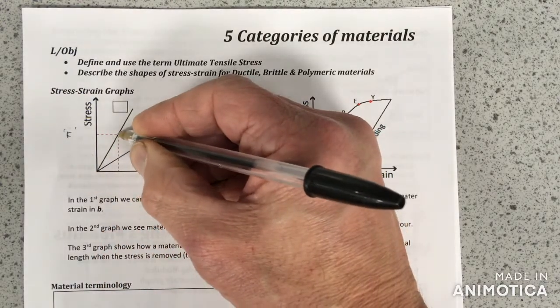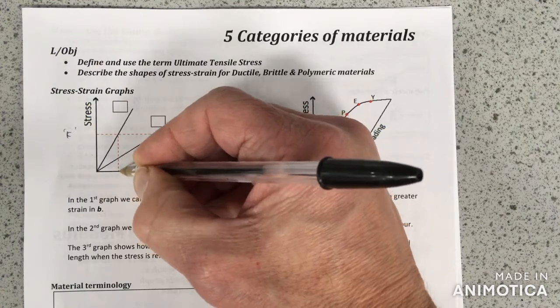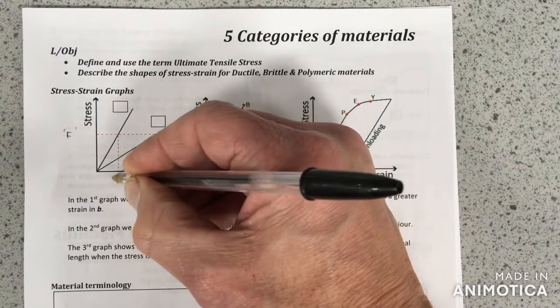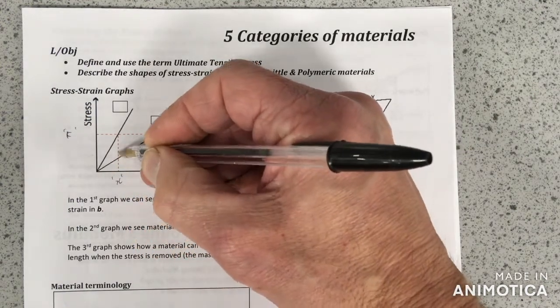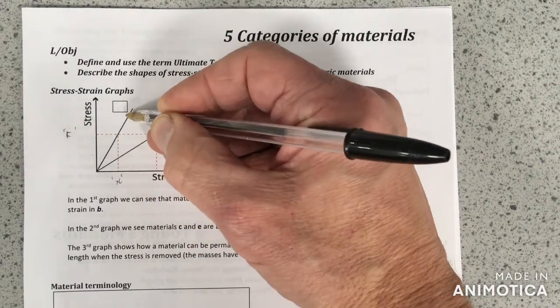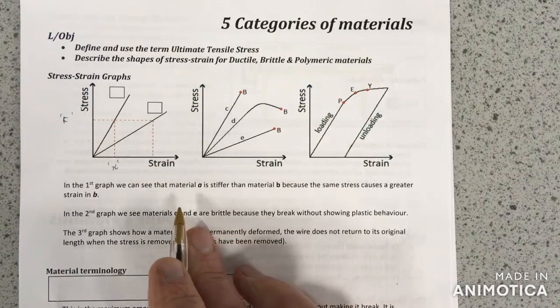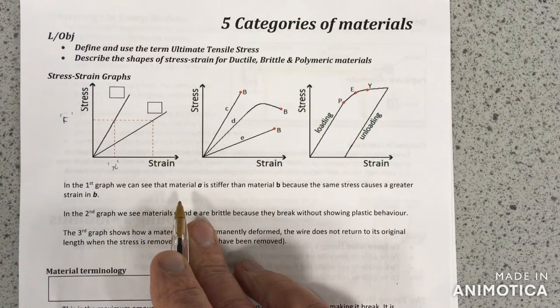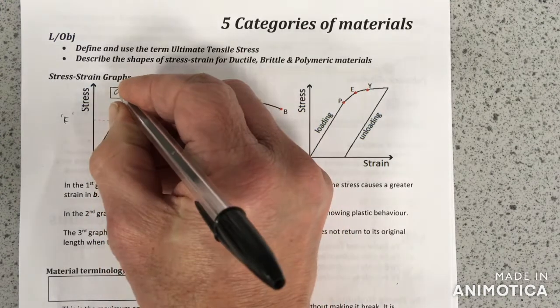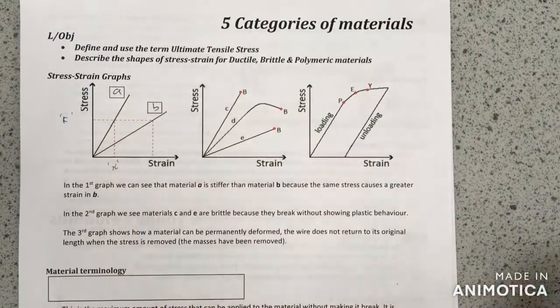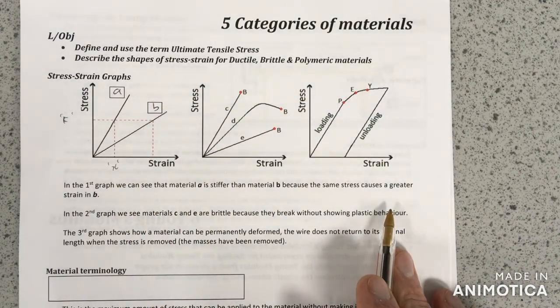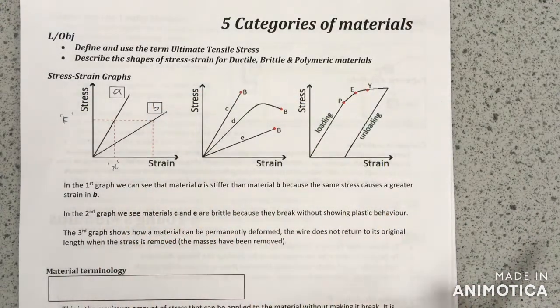Alternatively, look along here and for the same amount of stretch, same extension, which one needs more force? That one needs more force. So in our things here, hopefully you will be able to see that quite easily and then realize that that must be material A and that must be material B. Okay, so two ways of looking at that, as I said in the lesson.